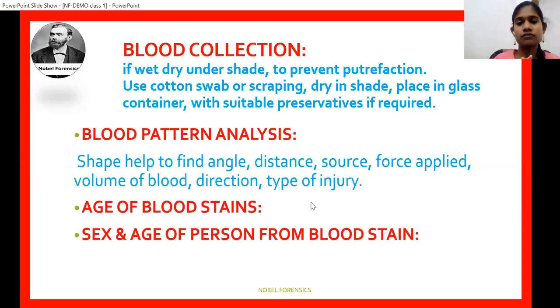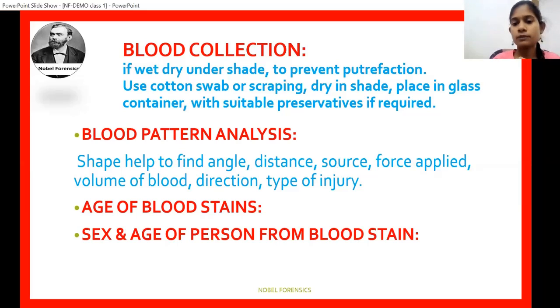Then sex and age of the person from blood stain. Age of the person is only sometimes possible, like a very young person's blood or a very old person's blood, by identifying hemoglobin variants. But sex is possible because nuclear sex is possible by identifying X and Y chromosomes, and also, as I said, with the Davidson body, F bodies, and Barr bodies, we can identify sex.